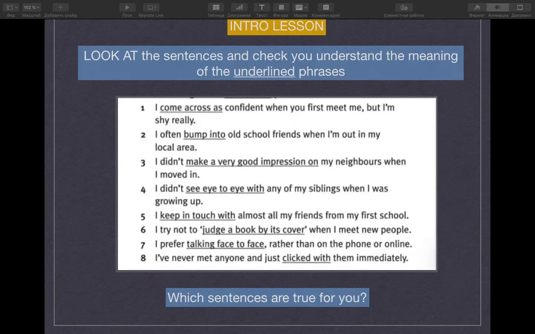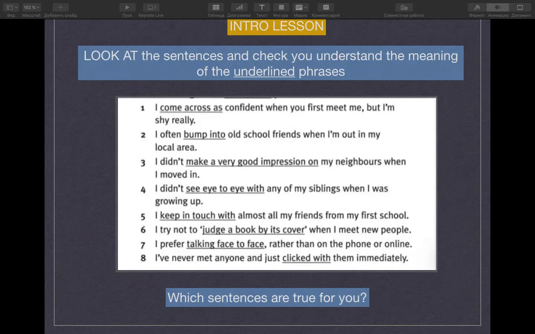So the first sentence: I come across as confident when you first meet me, but I'm shy really. I come across as confident when you first meet me, but I'm shy really. I often bump into old school friends when I'm out in my local area. Bump into. I didn't make a very good impression on my neighbors when I moved in.